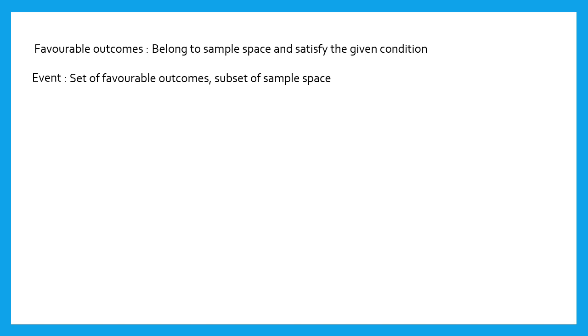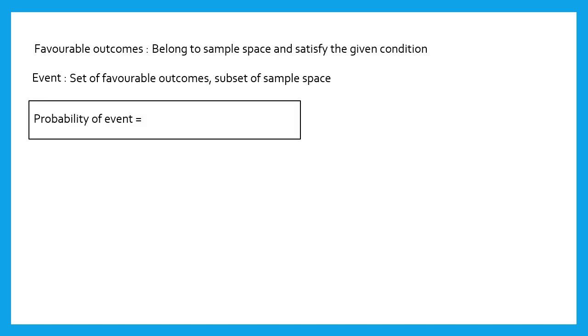The number of elements of event, that is event points, are denoted by N of A, N of B, N of C, etc. By using the number of event points and the number of sample points, we can calculate the probability of that event. Probability is the ratio of number of event points to the number of sample points. That is, P of E is equal to N of E upon N of S.